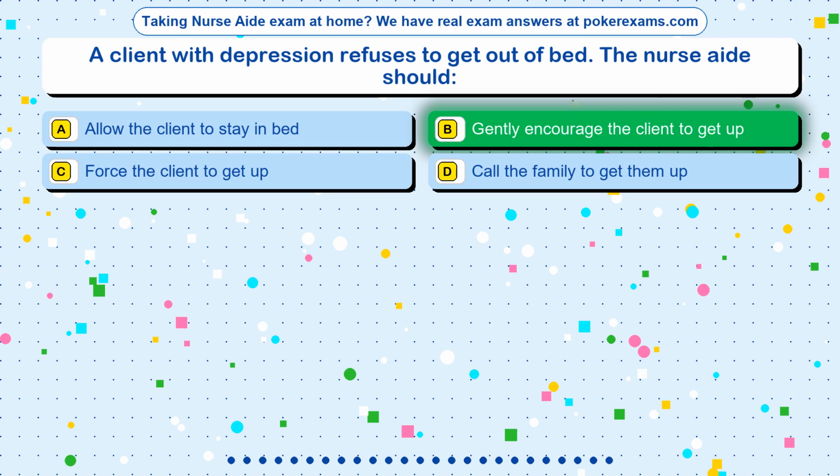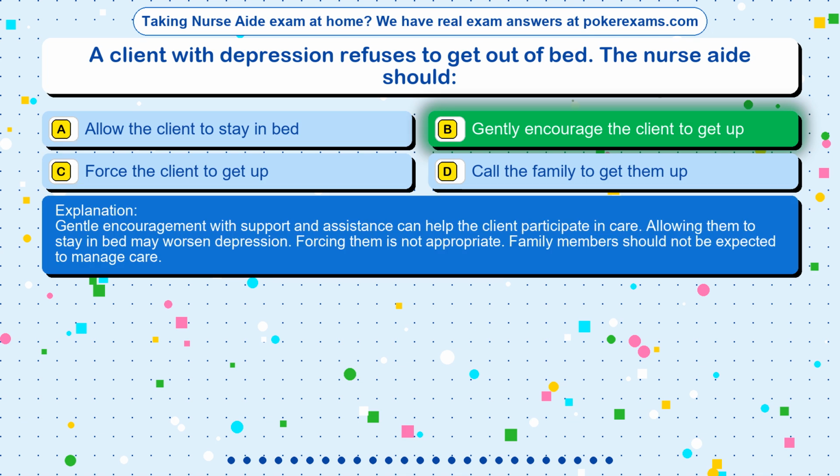The correct answer is option B. Gently encourage the client to get up. Gentle encouragement with support and assistance can help the client participate in care. Allowing them to stay in bed may worsen depression. Forcing them is not appropriate. Family members should not be expected to manage care.